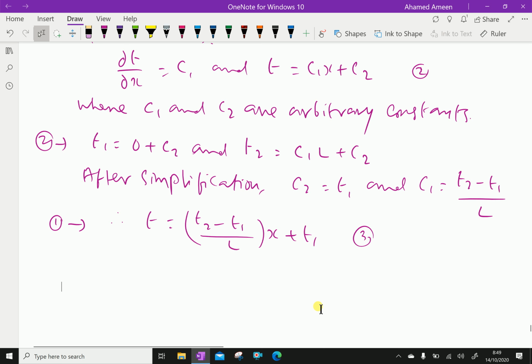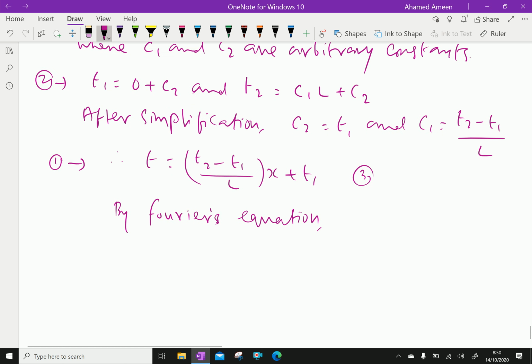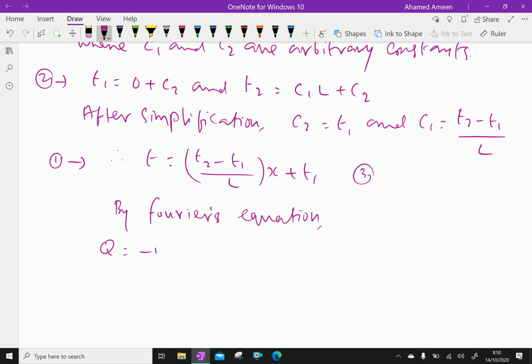Now, heat through the plane wall can be found by Fourier's equation. By Fourier's equation, we have Q equals minus K A dT by dx, where dT by dx is the temperature gradient.